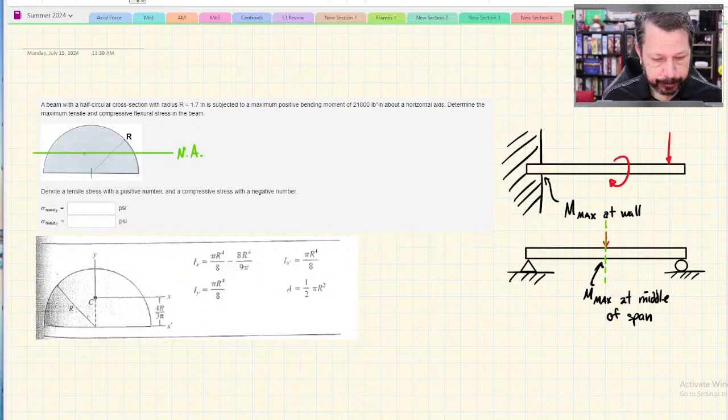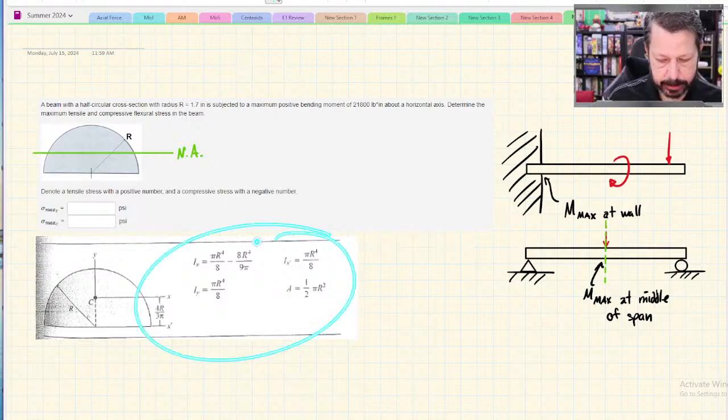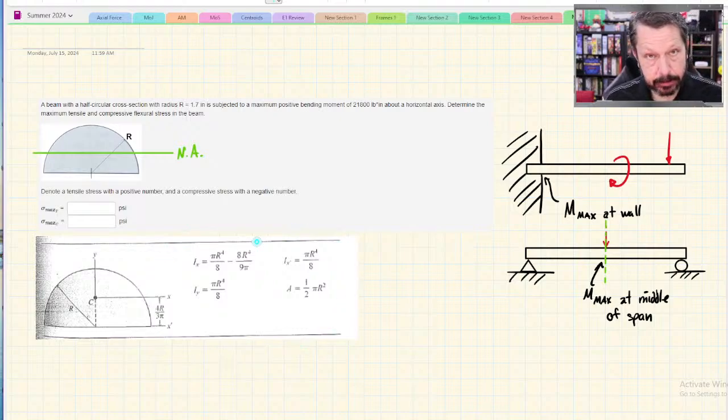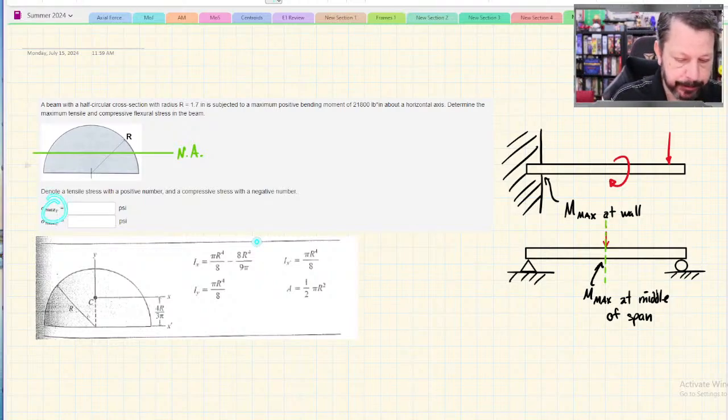All right. So what we need to be able to do is use our set of equations down here to find the moment of inertia. They gave us M. They sort of gave us Y. They gave us enough information to find Y. There are two different Ys. They asked for tension, and they asked for compression.